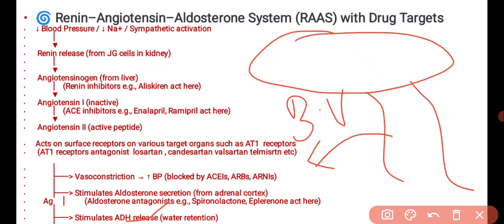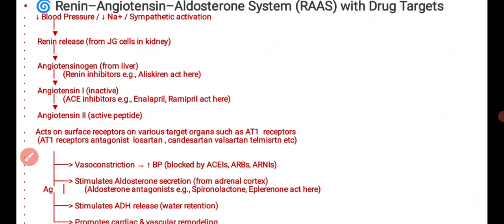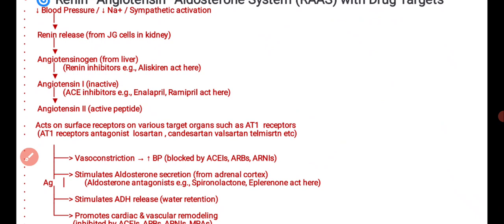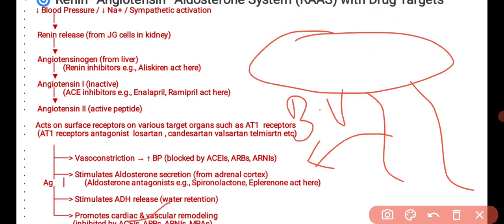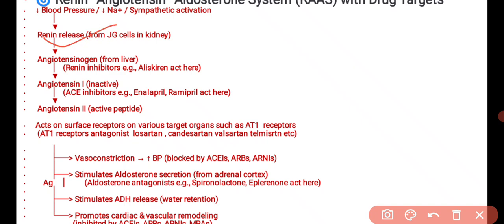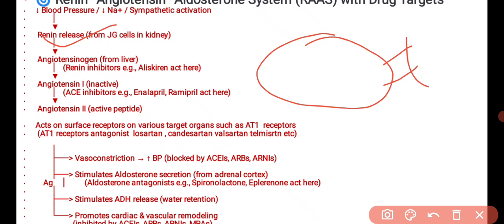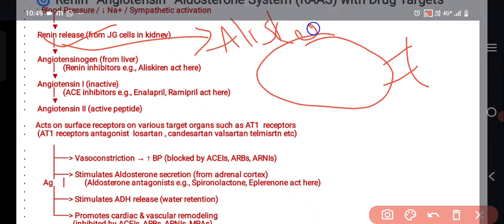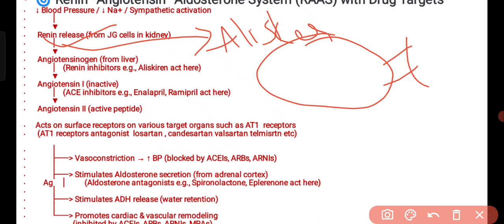The first category of drugs are the renin inhibitors. They block the effects of renin. They bind to the catalytic site of renin. What is the example for renin inhibitors? Aliskiren is the example for the renin inhibitor. It acts by binding to the catalytic site of renin.